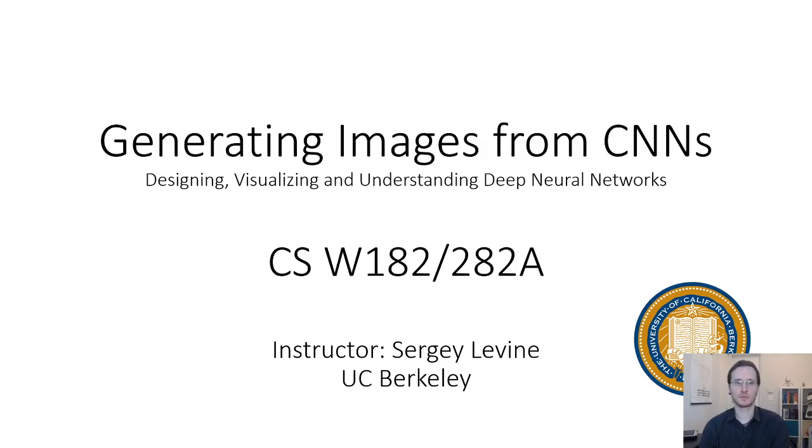Welcome to Lecture 9 of CS 182. Today we're going to talk about how we can understand what convolutional neural networks are doing and how to actually use them to generate pictures.